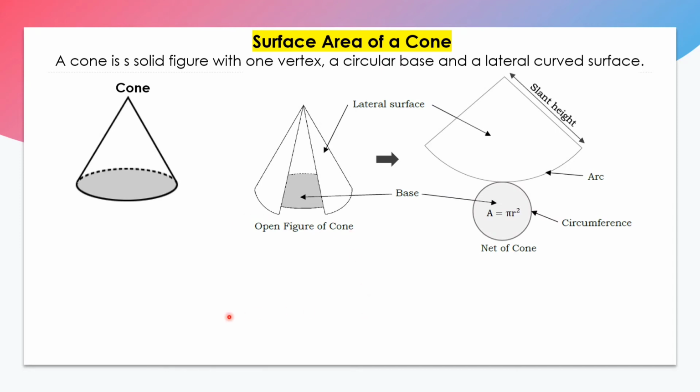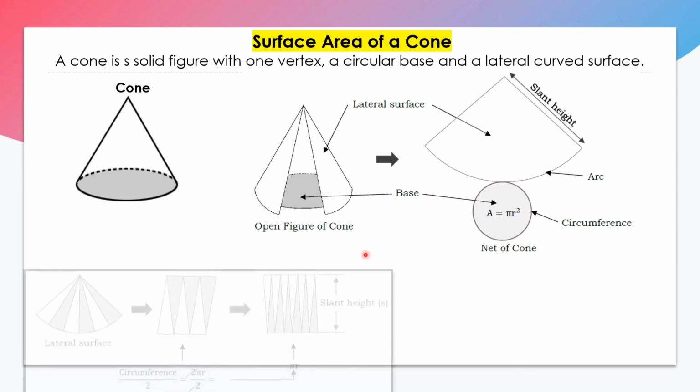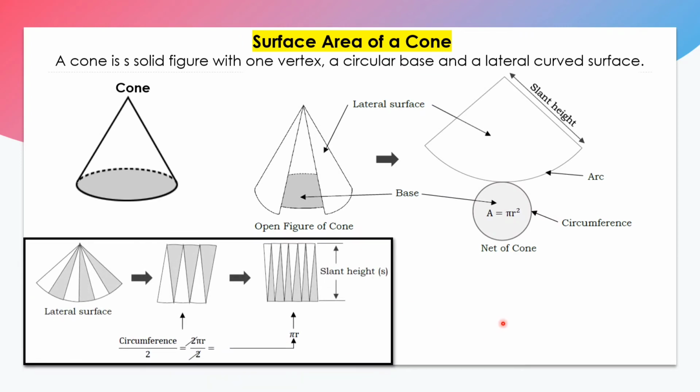The base of the new figure will be pi times the radius, and the height is the slant height of the curved surface. So we come up with the formula: surface area is equal to pi times radius times slant height, plus pi times radius squared, which is the area of the circle.